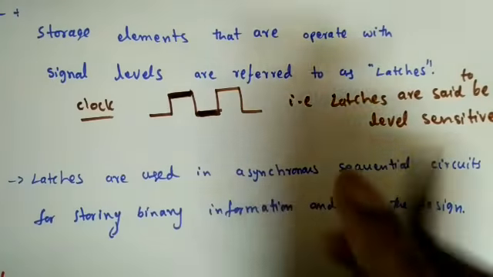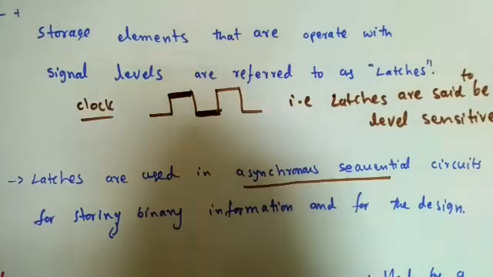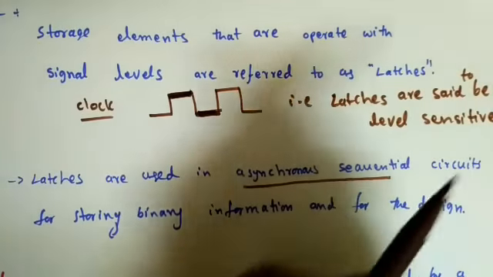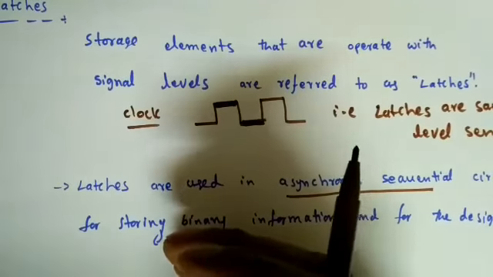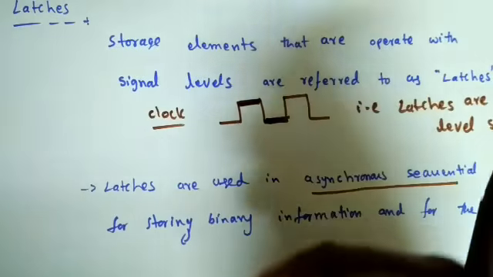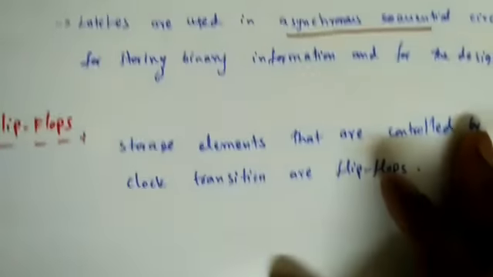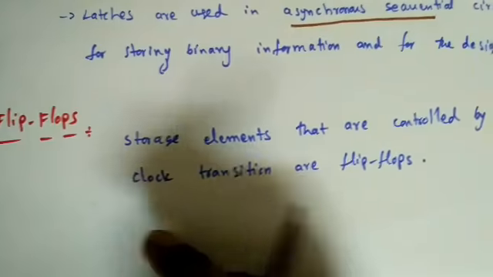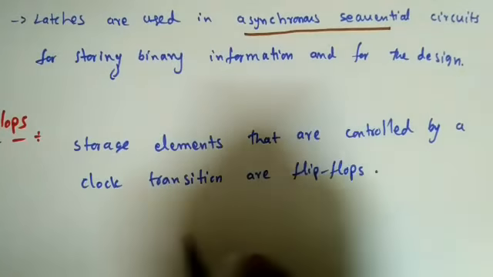So latches are used in asynchronous sequential circuits to store information as well as to design the circuits, right? That is the application of latches. But these are also the building blocks of our flip-flops. So based on these latches, we will know the theory of flip-flops also. Now what is a flip-flop? These are storage elements that are controlled by, or operated by, clock transition.